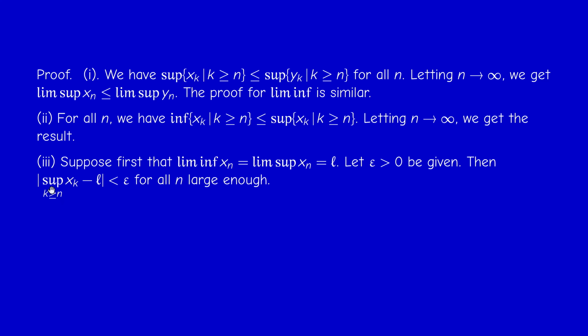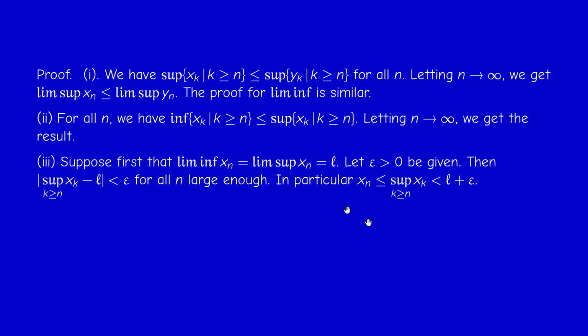You agree now that sup xk, for k bigger or equal than n, as n tends to infinity converges to L, because limsup of xn is L, right? This is the sequence that you call yn. Saying that limsup of xn is L means that the sequence yn converges to L, and this precisely means that the difference can be made arbitrarily small for n large, say for n bigger than n1, or n0.